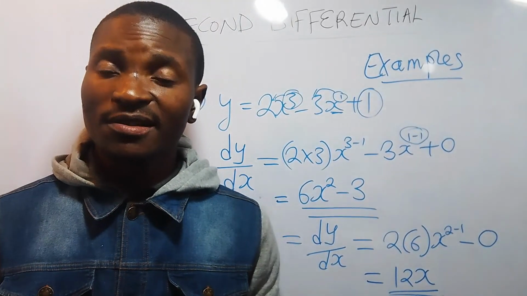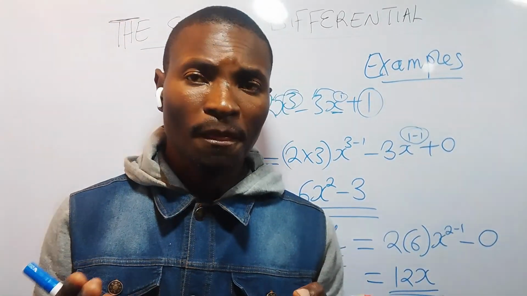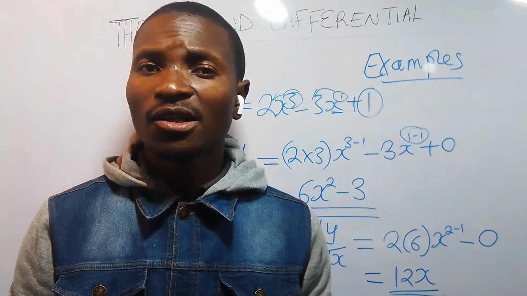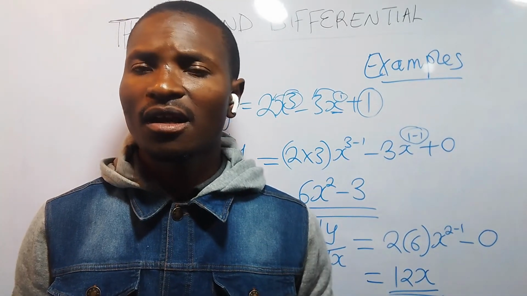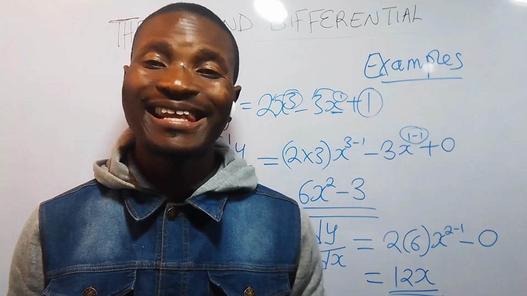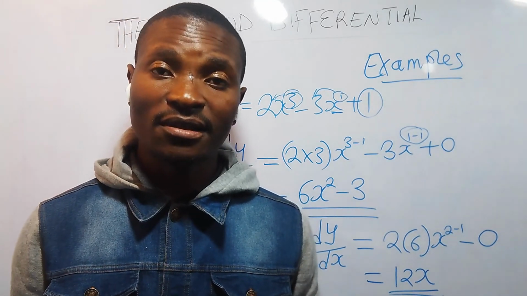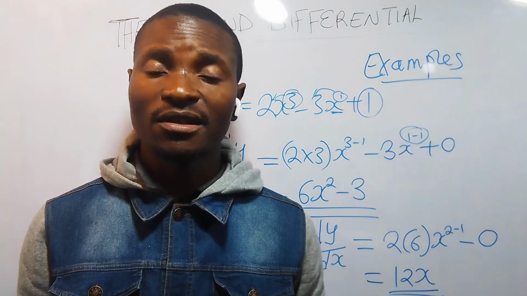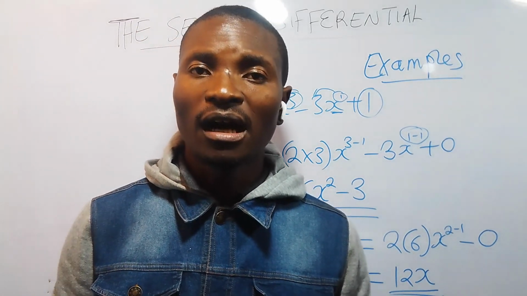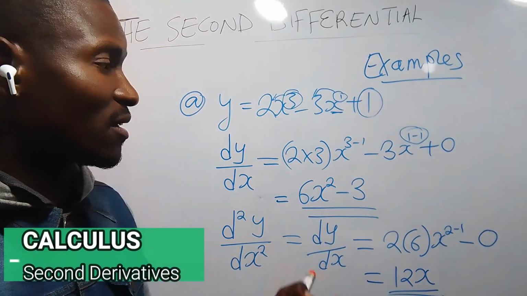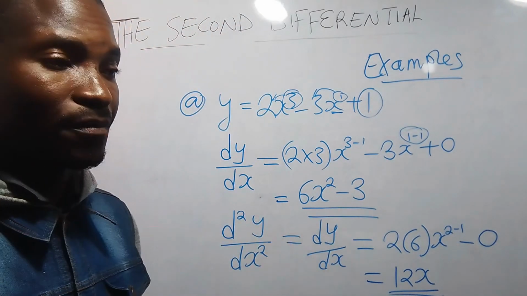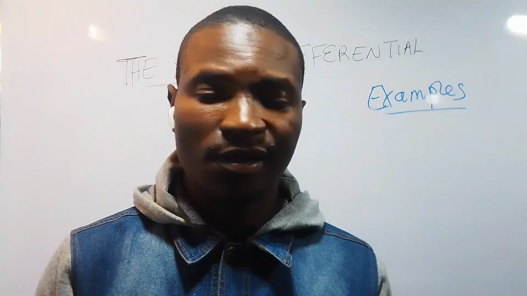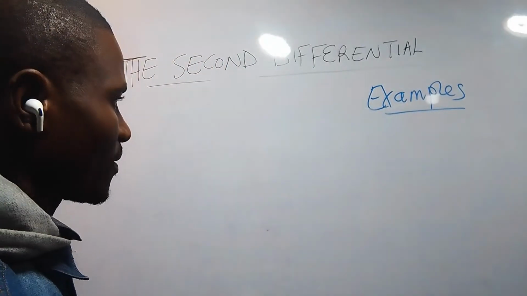I hope you have gotten some understanding of what it means to differentiate a function for the second time. Now let us jump to the next example and see something that is a bit different, so that we can understand how to differentiate something that is a bit more complex. So now we move on. We'll be looking at the second example.